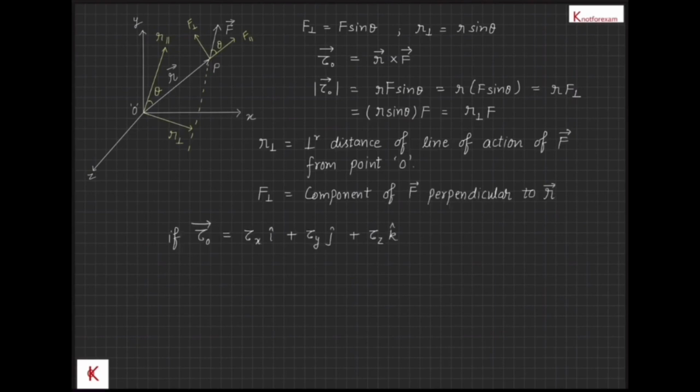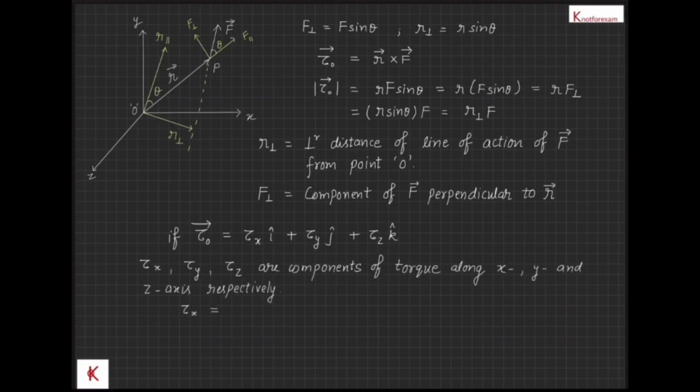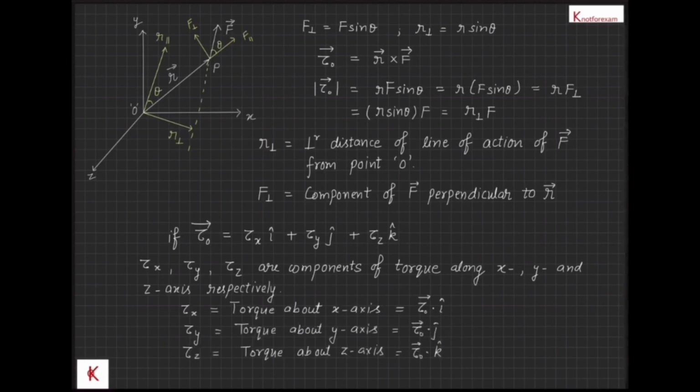Also, if tau vector is tau x i cap plus tau y j cap plus tau z k cap, and tau x, tau y and tau z are components of torque along x, y and z axes respectively, then the component of torque tau x, which is also called torque about x-axis, is equal to tau vector dot i cap. Similarly, tau y will be equal to tau vector dot j cap and tau z will be equal to tau vector dot k cap. And the component of tau vector along any direction n cap will be tau vector dot n cap.